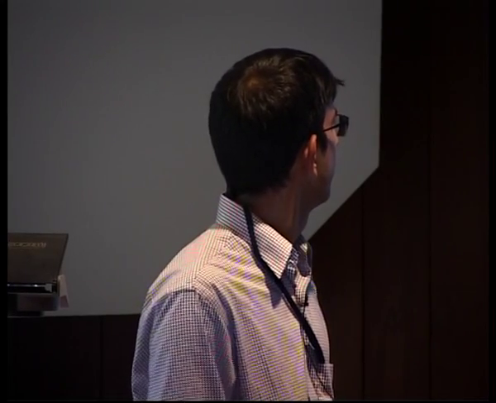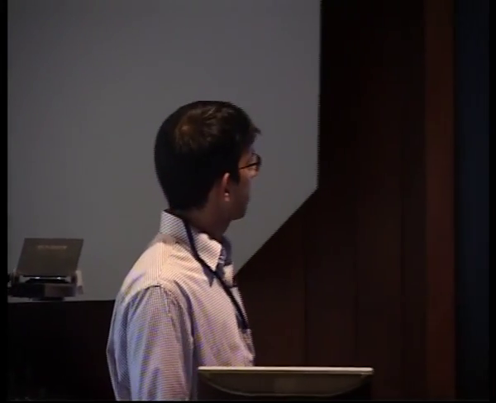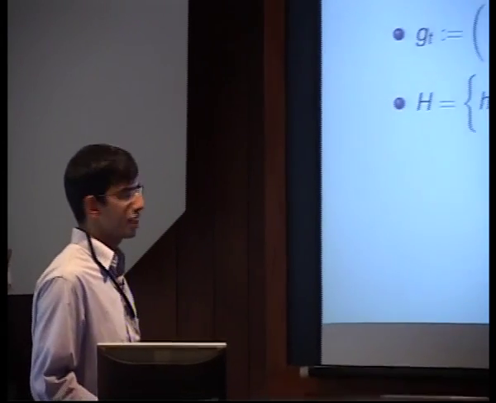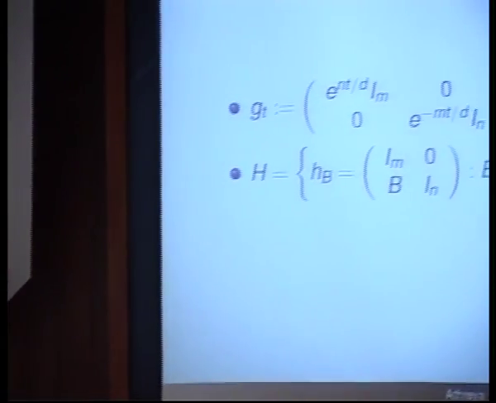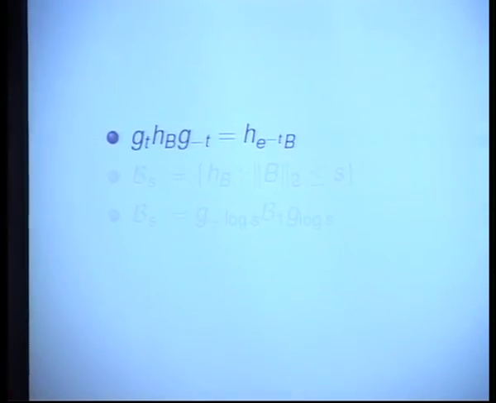What does that mean? It means the following thing. If you conjugate H_B by g_t, so g_t H_B g_{-t}, you get H_{e^{-t}B}. That's why I picked these funny numbers here, nt over d and minus mt over d. So this is the crucial relation.